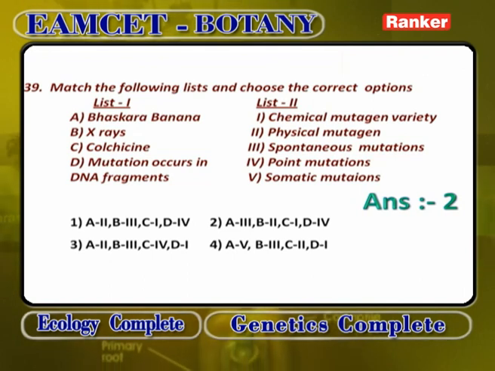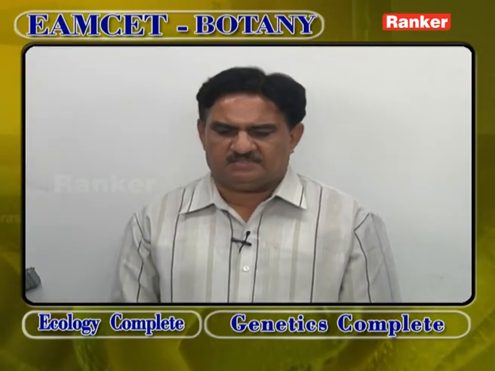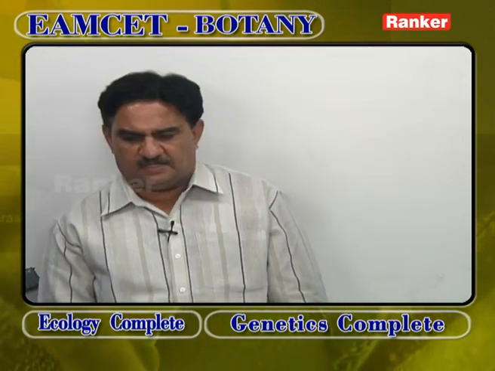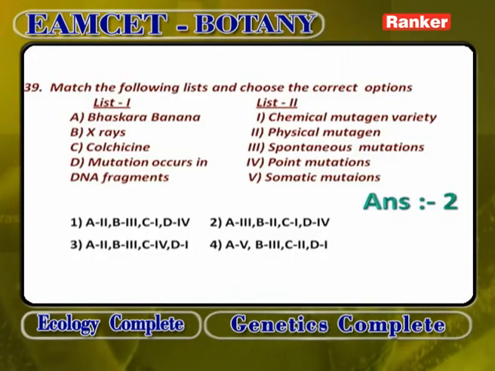Mutations occurring in DNA fragments, D is 5, point mutations. When a mutation occurs in a small bit of DNA, or near two nucleotides, it is called a point mutation. So Bhaskara banana is a spontaneous mutation variety. X-rays are physical mutagens, colchicine is a chemical mutagen. Mutations occurring in DNA fragments are popularly called point mutations. Second option.